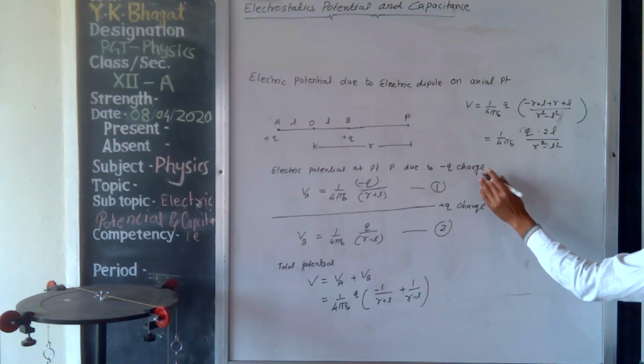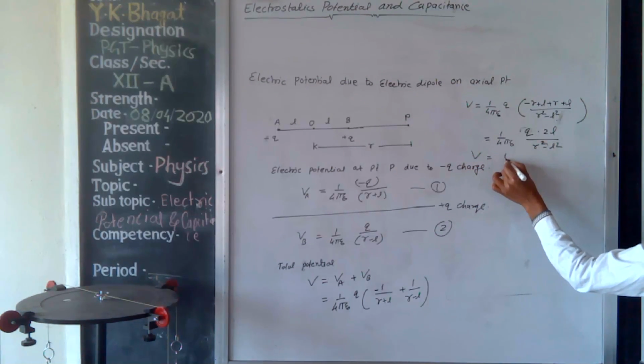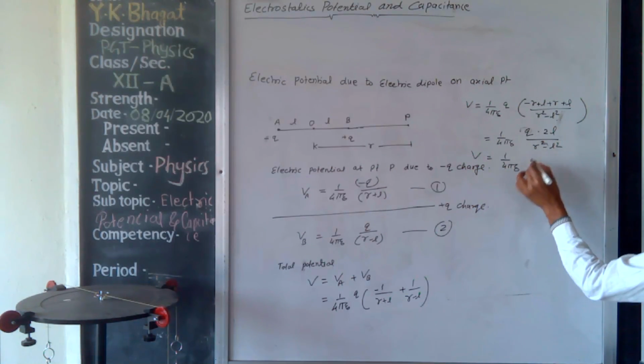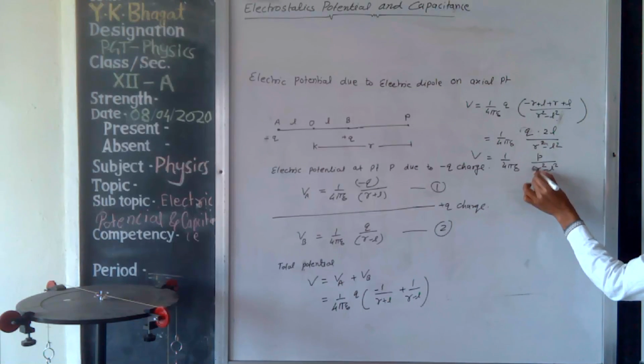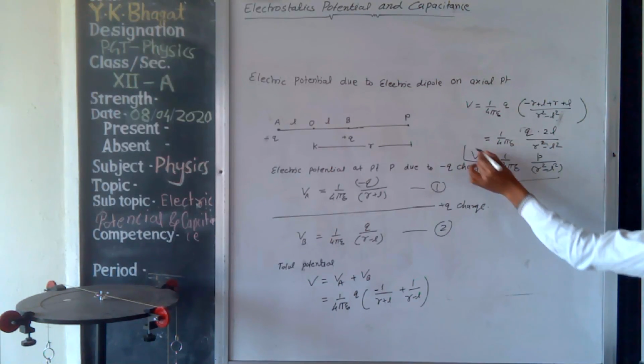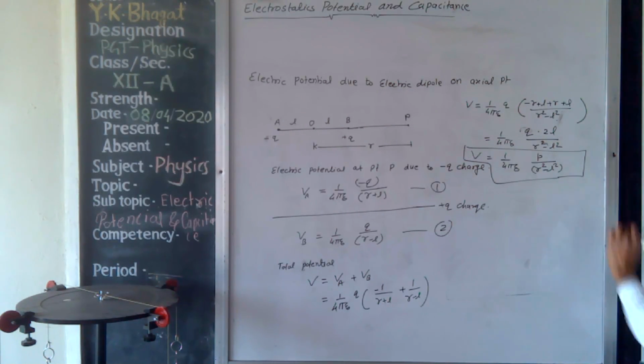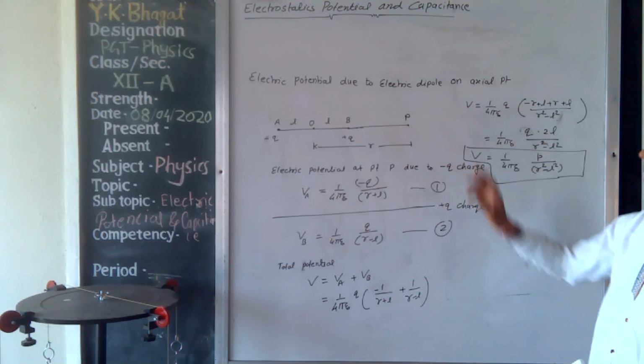But we know that 1 upon 4 pi epsilon naught q into 2L is p. P is the electric dipole moment, upon r square minus L square. It is the formula for electric potential on the axial point.